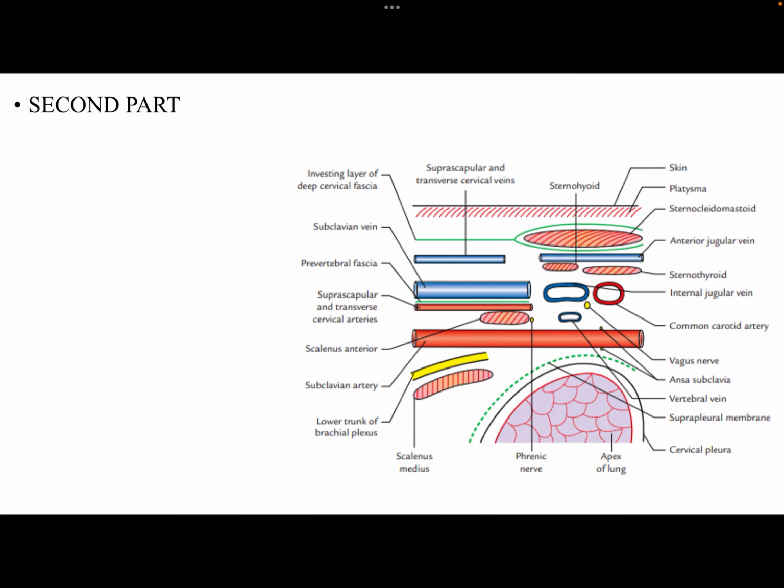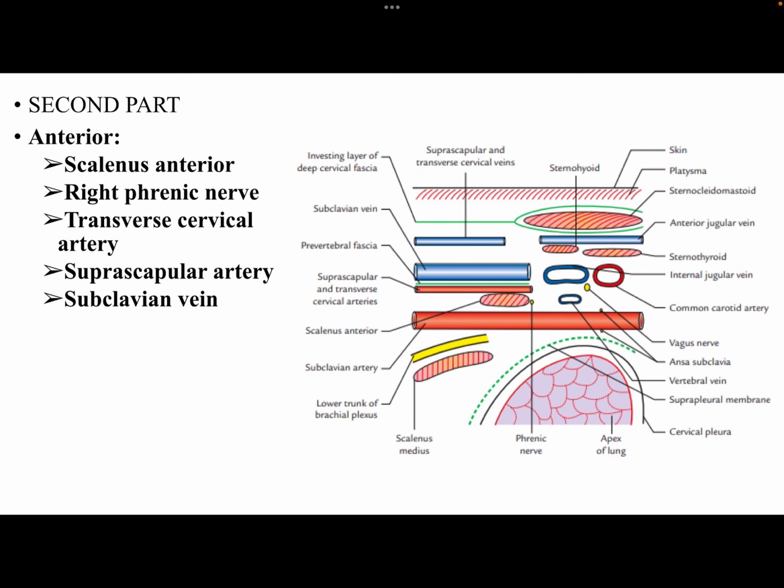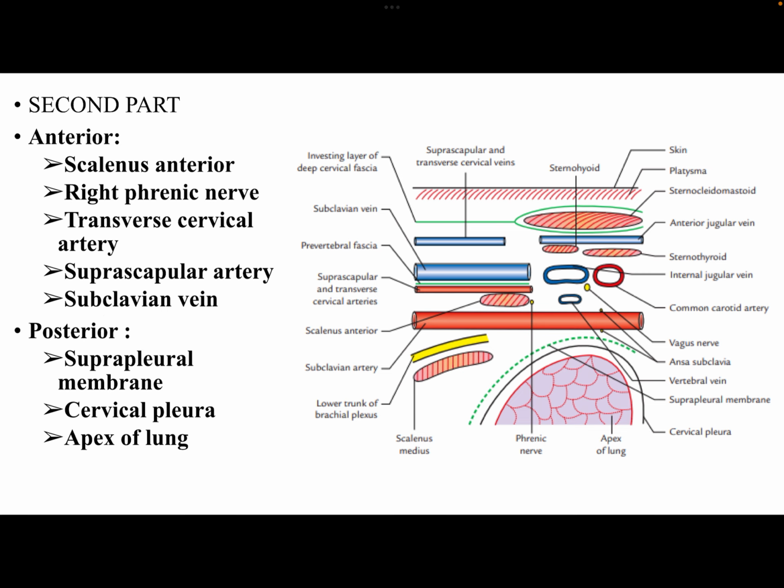The second part of subclavian artery is related anteriorly to the scalenus anterior muscle, right phrenic nerve, transverse cervical artery, suprascapular artery and subclavian vein. And the posterior relations are the suprapleural membrane, cervical pleura and apex of the lungs.